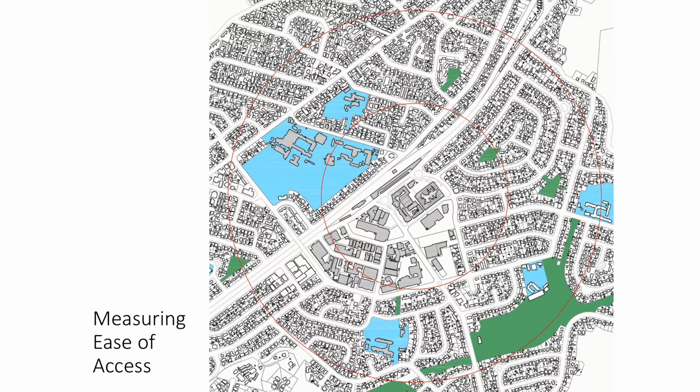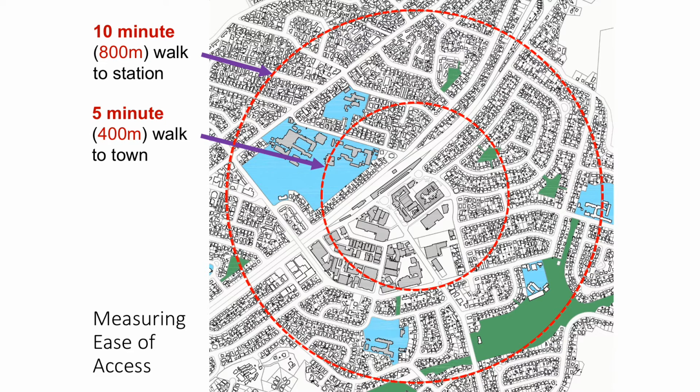This diagram shows a map of Naenae focused on the town centre and the railway station. We know from research that convenient walking access to the town centre is about a 5-minute walking distance, or about 400 metres. The circle drawn shows the theoretical 5-minute walk from the town centre. We also know that people are prepared to walk further to public transport, so a convenient walk to public transport, the station and the bus stops, is about a 10-minute walk, or about 800 metres. This is shown in the larger circle.